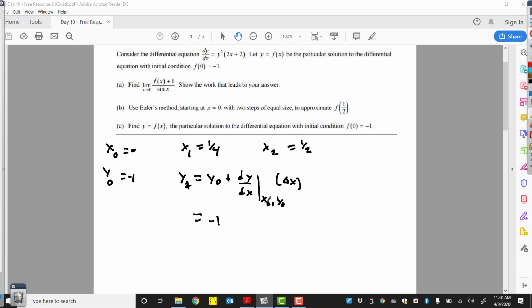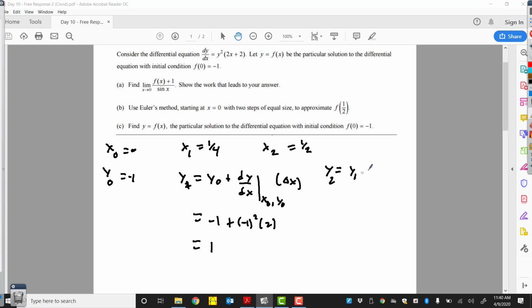dy over dx at x naught comma y naught, well, let's see what that is. So plug in x naught, which is 0, plug in y naught, which is negative 1, so that is negative 1 squared times 2, and that gives us our y2. Well, y2 will then end up being 1. Or sorry, not y2, y1. Then we can find y2 by doing the same thing, just moving everything up a little bit.